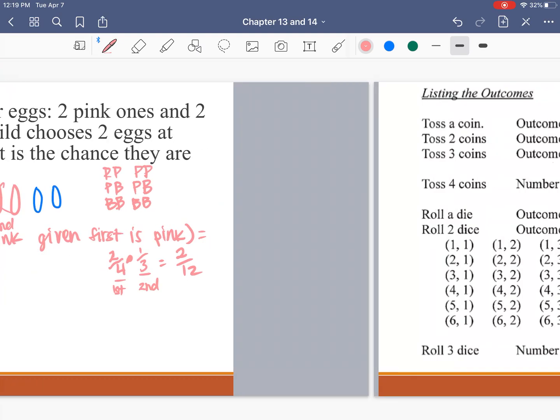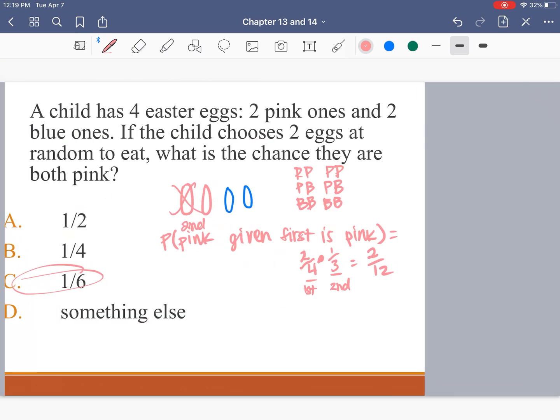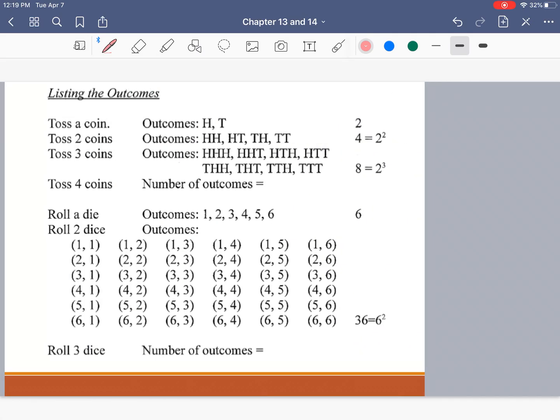Main thing you need to know from this is it was without replacement, but you would multiply. Okay, when you have a bunch of outcomes, you can list them out like I was just doing with the eggs here, listing out the different possibilities, pink, pink, pink, blue, and so on.